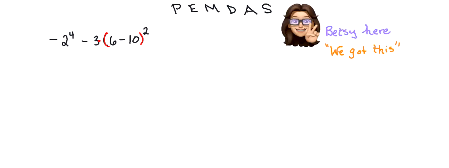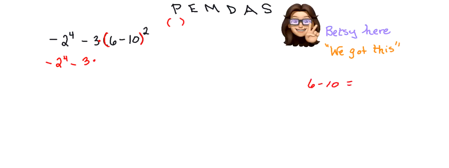So I go up here to my PEMDAS, and what do I see first? Our little P, which means parentheses. So I'm going to come down here and I'm going to rewrite the problem up to the parentheses. Minus 3 times. Now, when I look at parentheses, I've got 6 minus 10.